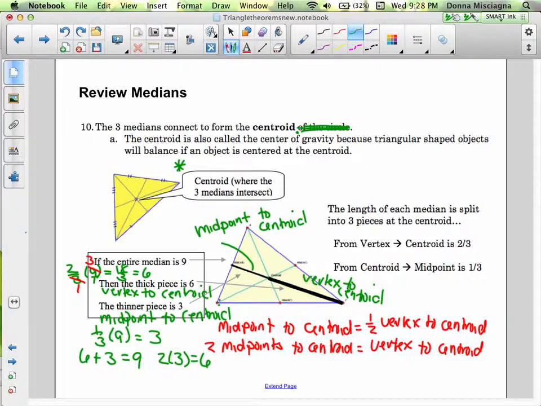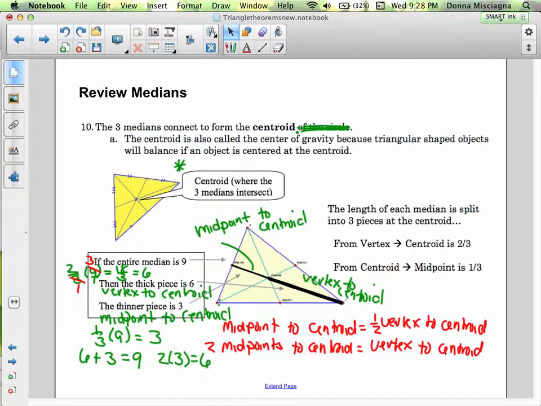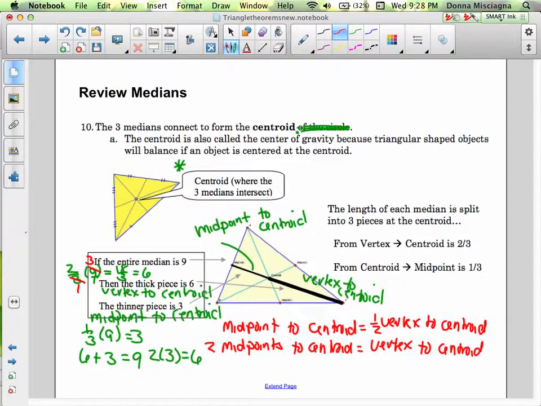All right, so this is in your notes. I'm going to move this out of the way a little bit. So 2 times 3 equals 6, and that's because the midpoint to the centroid is half the length of the vertex to the centroid. Or you could think of it the other way: if you took two of the smaller pieces, midpoint to centroid, they would equal one of the larger pieces, vertex to centroid.